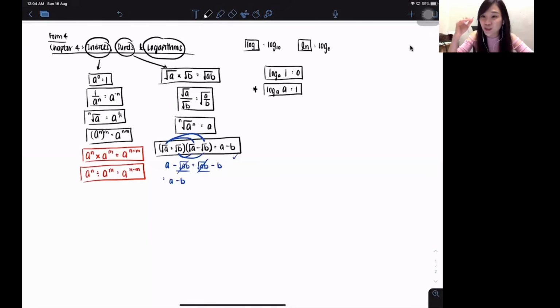Log AA is always 1, okay? I love this so much. It's like log 3, 3, 1. Log 10, 10, 1. Log KK, also 1. So as long as your base and the number are the same, then what comes out is always 1. Next one, logarithm, if there's a power, may I know where the power can go? I hope you guys tell me the power can go in front.